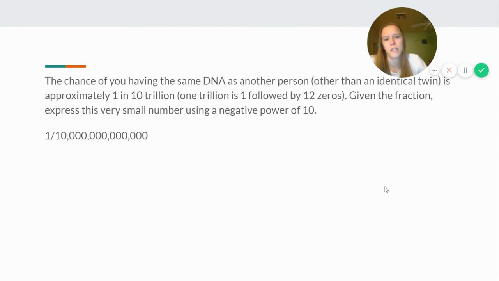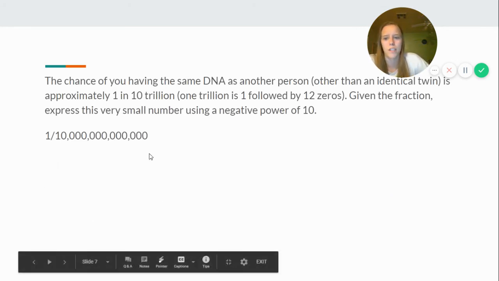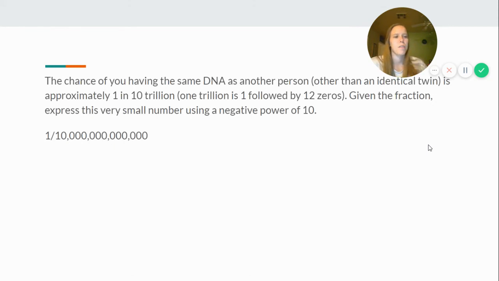So now this one you're going to do on your own. The chance of you having the same DNA as another person, other than an identical twin, is approximately 1 in 10 trillion. Just a little note, 1 trillion is 1 followed by 12 zeros. Given the fraction, express this very small number using a negative power of 10. So take this fraction here, 1 over 10 trillion, and express it using a negative power of 10. When you're ready, hit play and we'll work through it together.